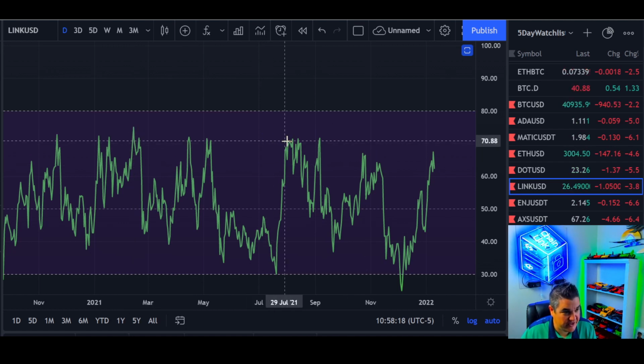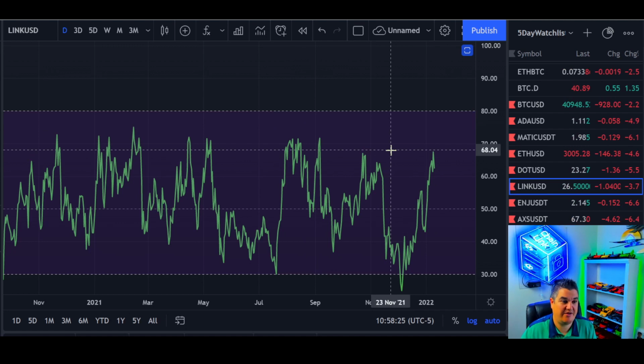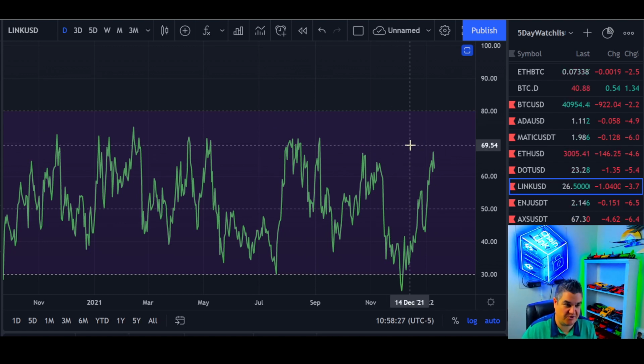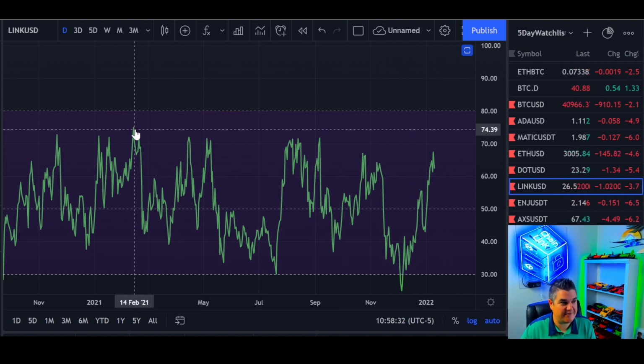So if we look at Link and we get up to this 70, 72 level, if we could break that, yeah, we could turn macro bullish in a big way. But until then, we're kind of still just on cruise control. If we want to break free and start drifting around the racetrack, let's get above 72. Okay, that's the daily. How about the weekly?